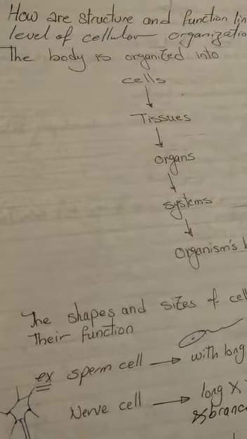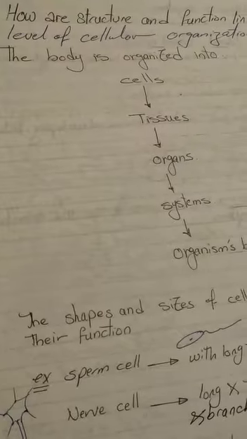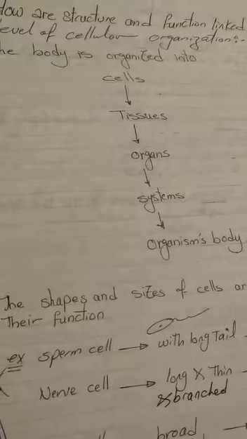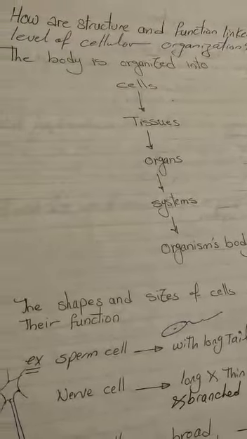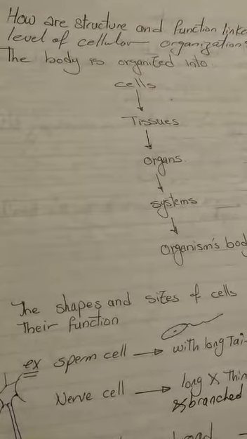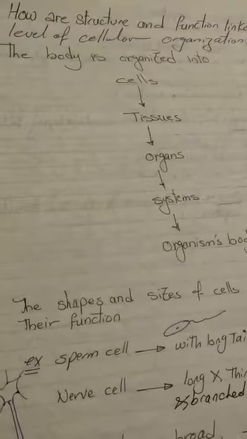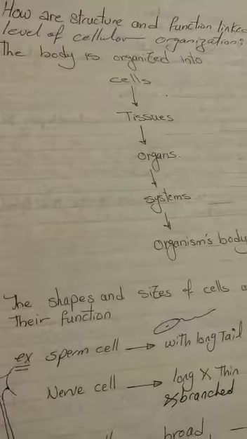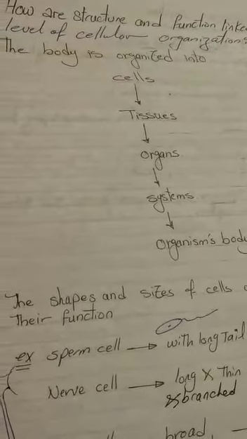Group of cells forming the tissue, group of tissues forming the organ, group of organs forming the system, and group of systems forming the organism's body. Again, so the level of cellular organization means cell, tissue, organ, system, organism. Talking about the most simple, that's the cell, the most complex, that's the organism's body.